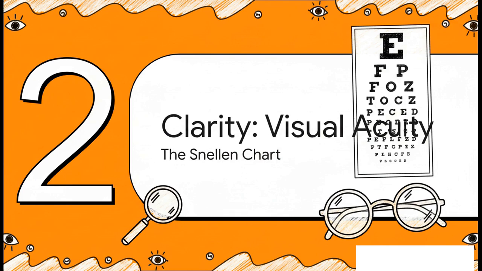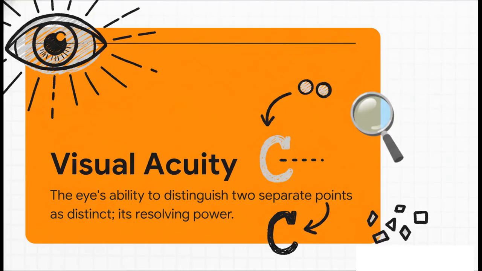It's been the go-to since like 1862. But what does acuity really mean? To put it simply, visual acuity is all about sharpness. It's about detail. It's basically your eye's resolving power. Can your eye tell that two tiny dots right next to each other are actually two separate dots? That's what the eye chart is testing.